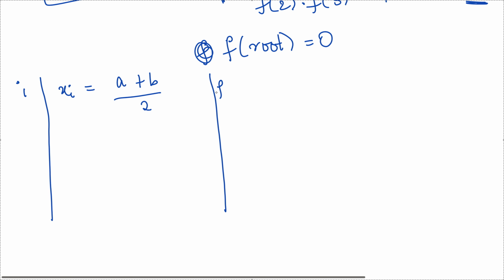Okay, then let's see what is f of xi. So after we divide, we'll find out what is the value of f of x. Okay, and then we will also see what can be our interval, a comma b. Or let me do one thing, I'll write the interval here itself.